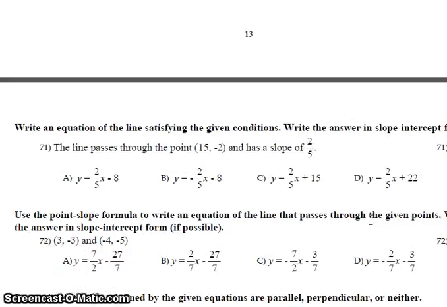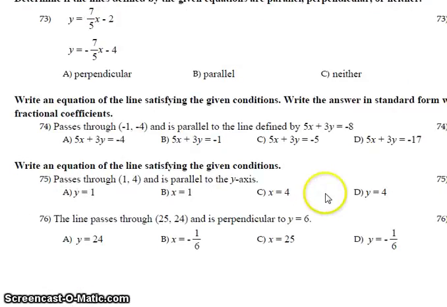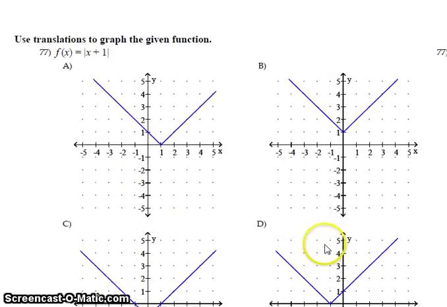Actually, very, very straightforward questions right here. These are all very, very straightforward. Remember, parallel lines have the same slope, perpendiculars are negative reciprocals. All right, here's a basic question.